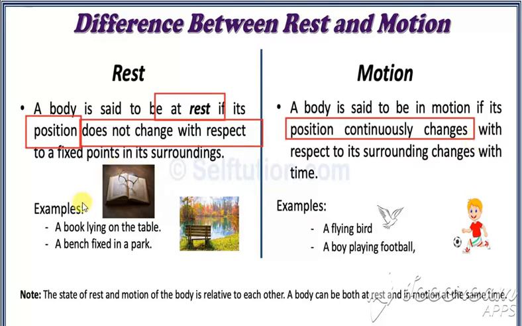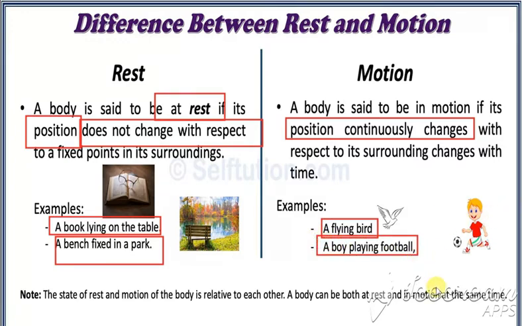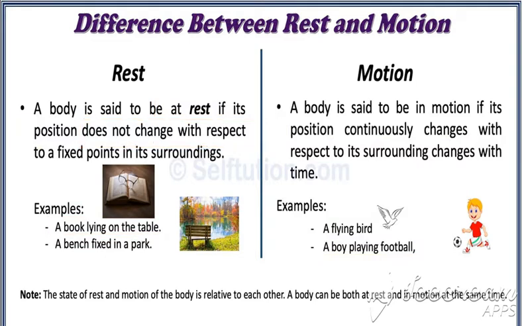So what are the examples for rest? A book lying on a table. So this is a book lying on the table. Then a bench which is fixed in a park. Yes, so these are all the examples. And for motion, you can say a flying bird and a boy playing football. So these are all the examples for motion. Yes, so clear with the basic concept which is rest and motion.